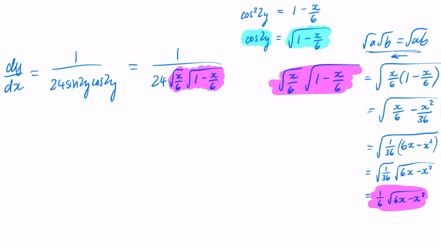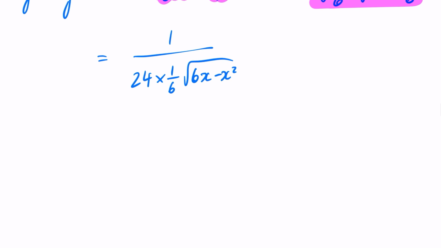Now that I've done this, I think I can do the last part of the question, which hopefully should be a lot easier. I'm going to have the 24 multiplied by this thing that is down here, which is 1 over 6, the square root of 6x minus x squared. So 24 times a sixth, or 24 divided by 6, is 4. And then we still get left with the 6x minus x squared like this.